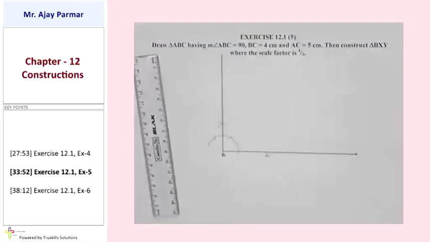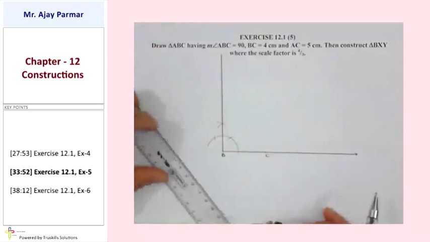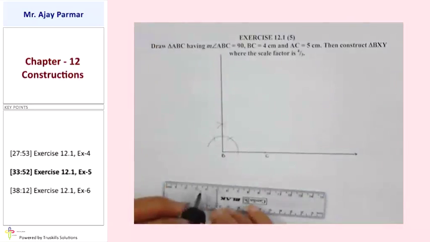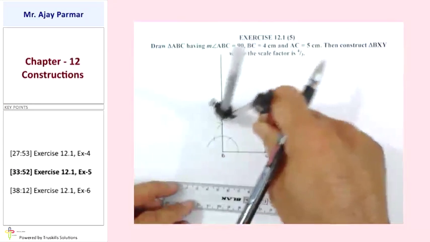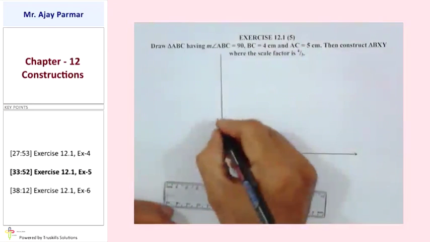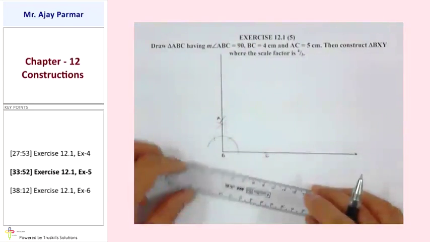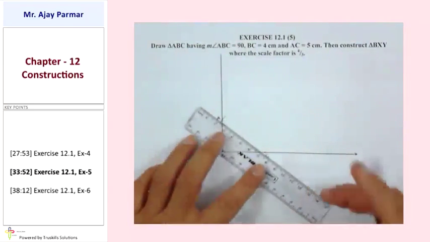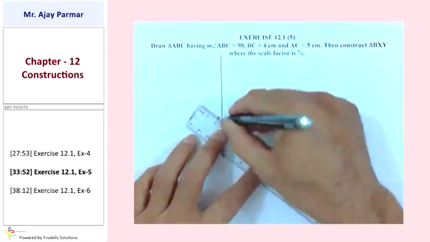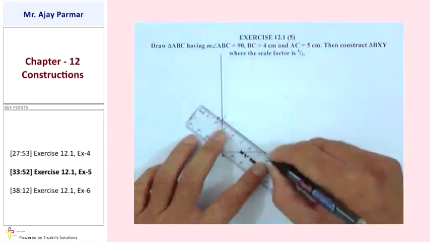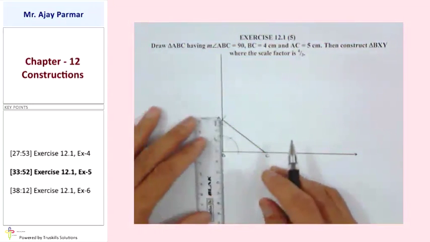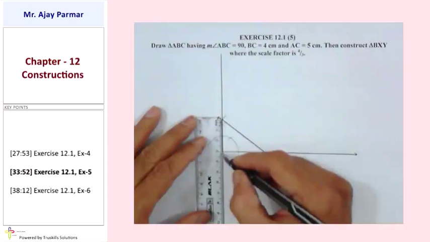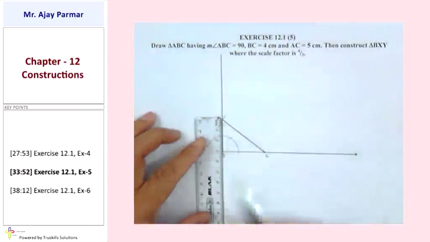Now AC is given, and AC is going to be 5 centimeter. So measure 5 centimeter on the scale, a radius of 5 centimeter. C is the given center, and I'm going to draw that, and this is going to be point A. And draw line segment AC. If your construction is correct, then theoretically you know that if BC is 4 centimeter, AC is 5 centimeter, then AB has to be 3 centimeter. And see, it is 3 centimeter.